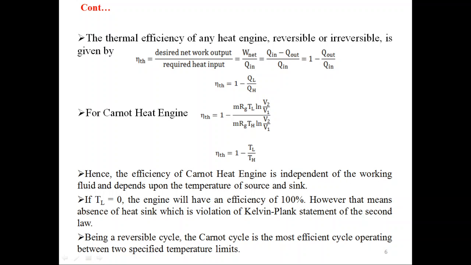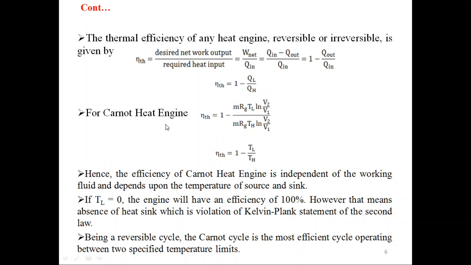The thermal efficiency of any engine, reversible or irreversible, is given as the ratio of desired work output divided by required heat input. So W net divided by Q in. We can replace this W net in terms of heat as Q in minus Q out divided by Q in. So we can write this as 1 minus Q out divided by Q in. And Q out is the amount of heat ejected to the sink, that is QL, and Q in is the amount of heat supplied, that is QH.